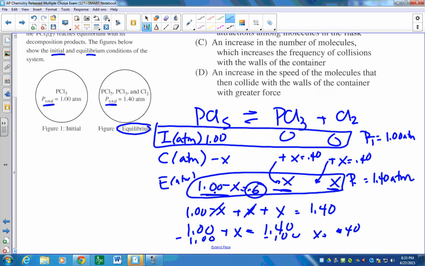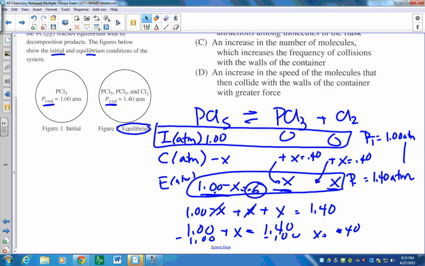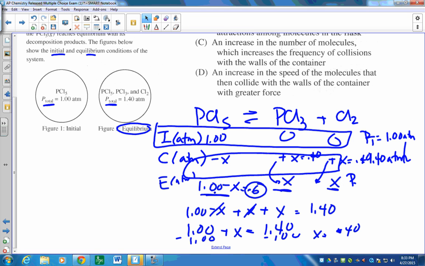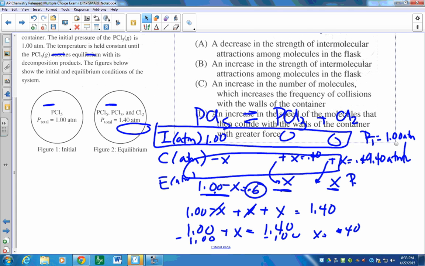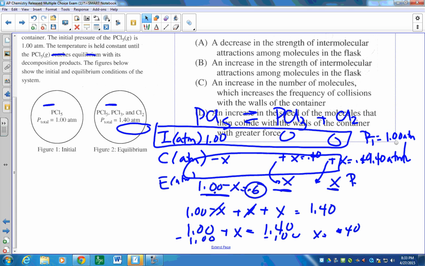Now, that's not the question. What is this question asking? If I put my pen down, this question is asking, come on. Oh, look at this, I'm moving my boxes around. It's not what I want to do. I want to move this whole thing down. Why does the pressure go up?